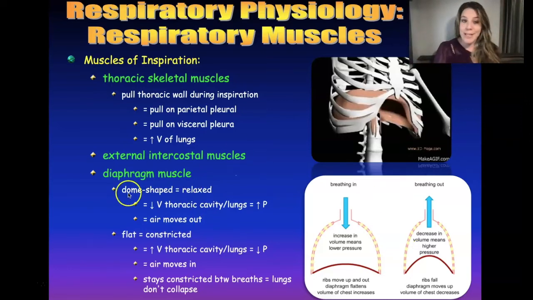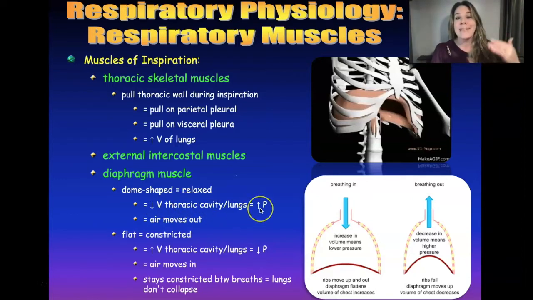So just to restate what we just said, the dome shape is the relaxed shape of the diaphragm. That causes the volume of the thoracic cavity to decrease, hence the pressure in the thoracic cavity to increase, and in fact to increase above what it is in the atmosphere, setting up a pressure gradient. The air wants to move out.